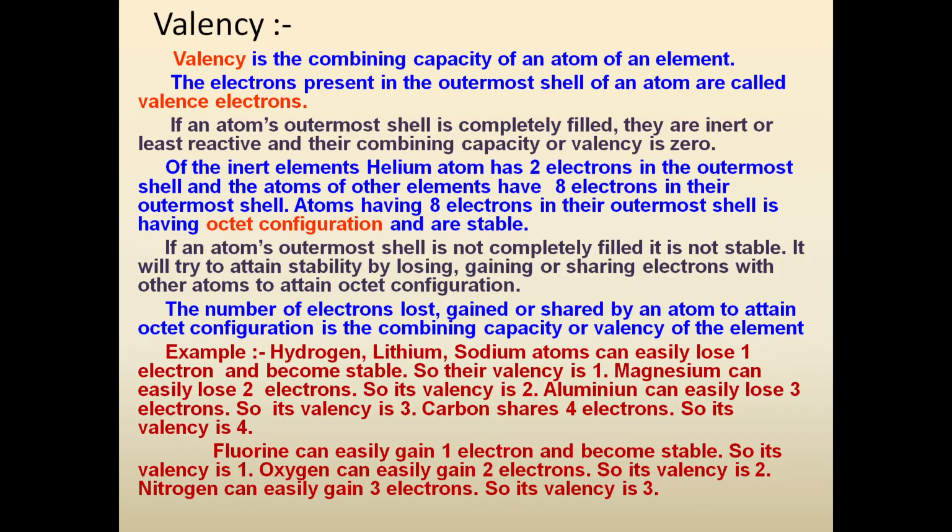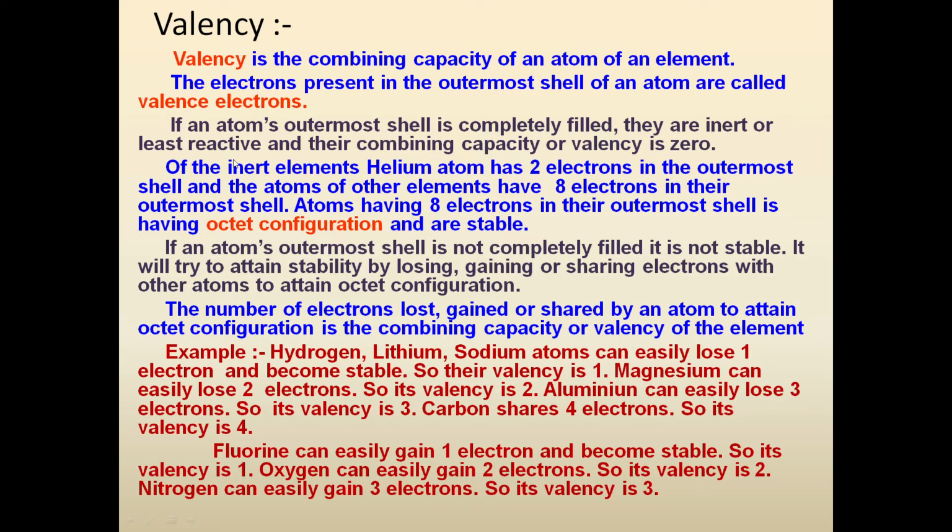Now our next topic is valency. What is valency? It is the combining capacity of an element. Also, the number of electrons present in the outermost shell of an atom are known as valence electrons. So valency depends upon valence electrons.